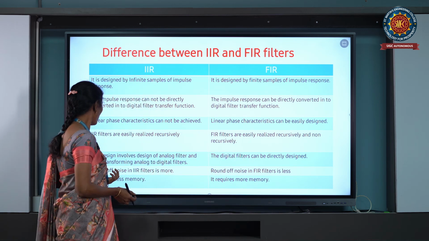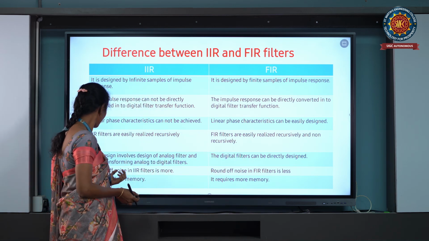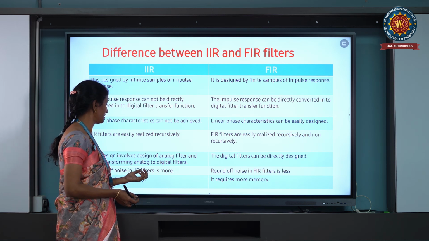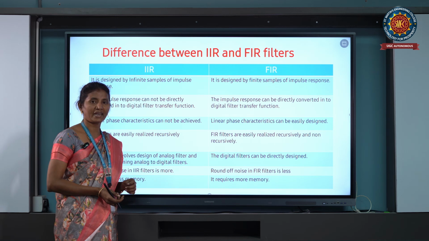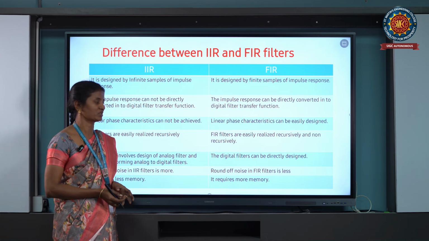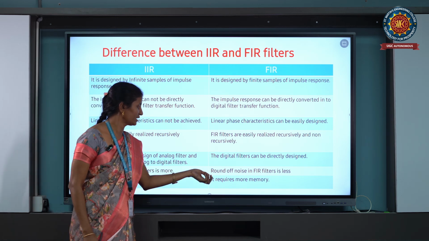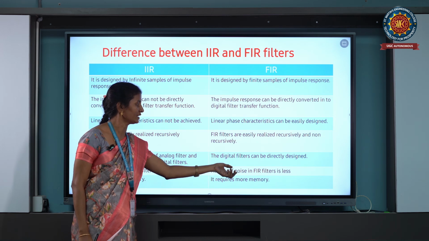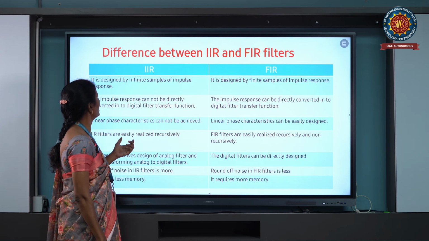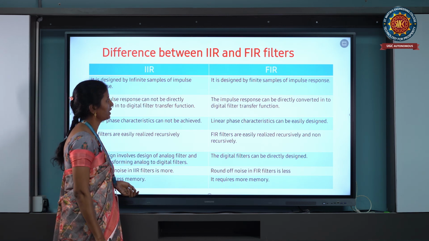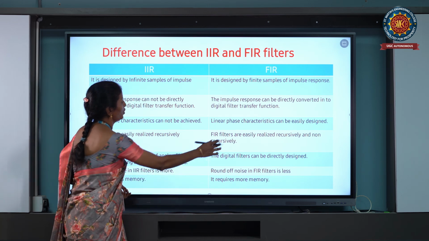The round-off noise in IIR filters is not significant. Round-off noise means some noise signals are introduced during the quantization process. In FIR filters, the round-off noise is very low. IIR filters require less memory. FIR filters require more memory.